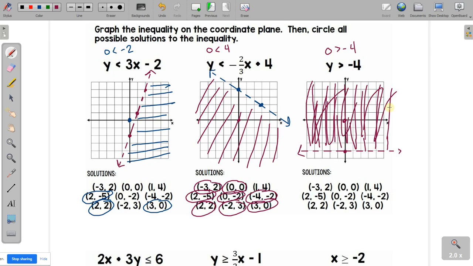Okay, so let's test our points. (-3, 2) is a point. (0, 0) is a solution. (1, 4) is a solution. (2, -5) is not a solution. (0, -2) is a solution. (-4, -2) is a solution. (2, 2) is a solution. (-2, 3) is a solution. And (3, 0) is a solution.